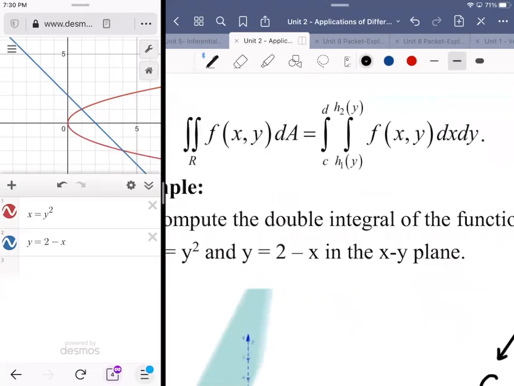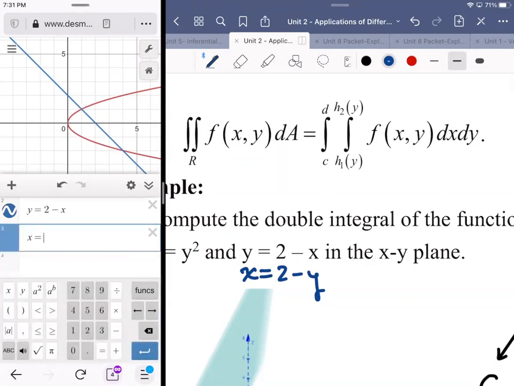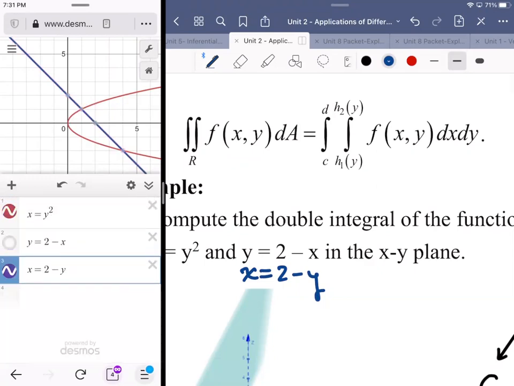So let's make the adjustment where we solve for x in terms of y for the linear function. Subtract the y, so x equals 2 minus y. Just do a quick verification, make sure you got the right thing, because that happens sometimes, especially with me. So now we're basically saying pretend that y equals 2 minus x wasn't there and replace it with x equals 2 minus y.